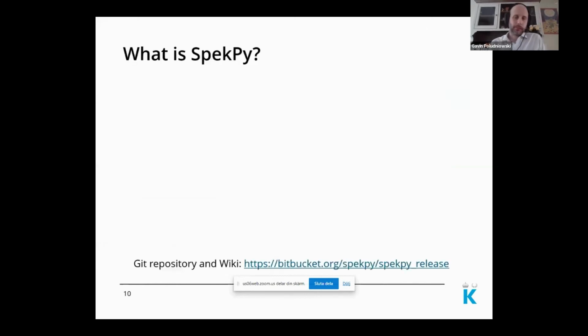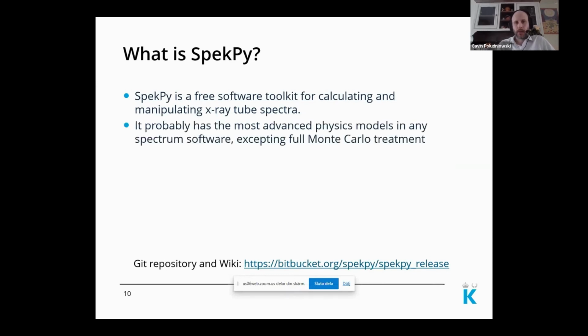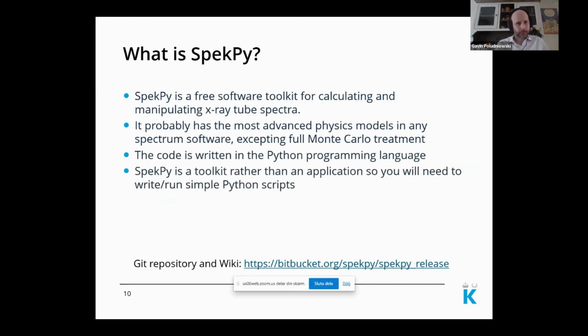But what is SpecPy? It's a free software toolkit for calculating spectra. And because of this, I categorized it as third order. I'd say it's the most advanced physics model in any comparable kind of toolkit, excepting anything that does full Monte Carlo treatment. And the code is written in Python, hence why it's called SpecPy.